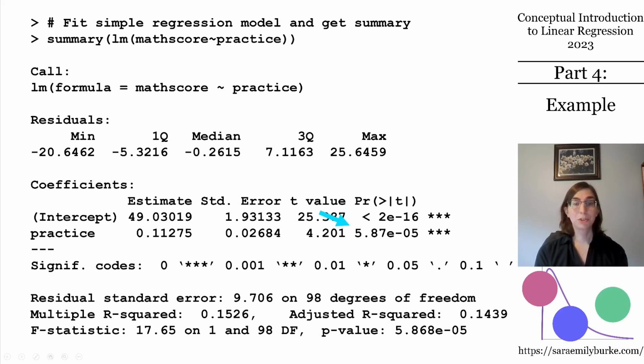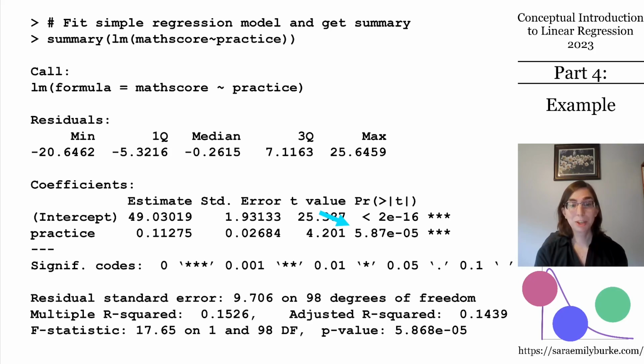The p-value is shown in scientific notation here because it is very small. But this just means 5.87 times 10 to the negative 5th power, which is the same as 0.0000587. The probability of getting a slope this big, due to random chance, if practice and math scores were uncorrelated, would be very small. So a fluke is not a very compelling explanation for the result of our experiment, and we say that the slope is statistically significant.